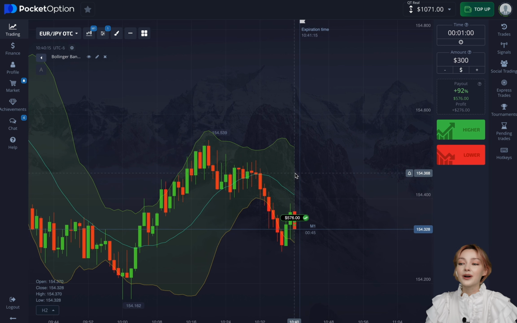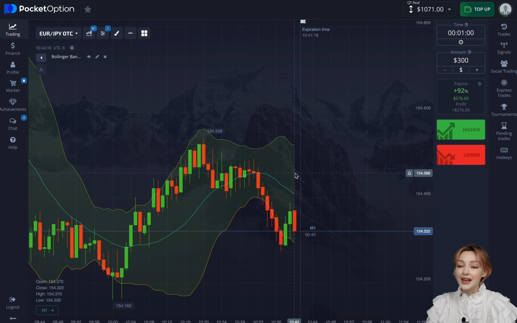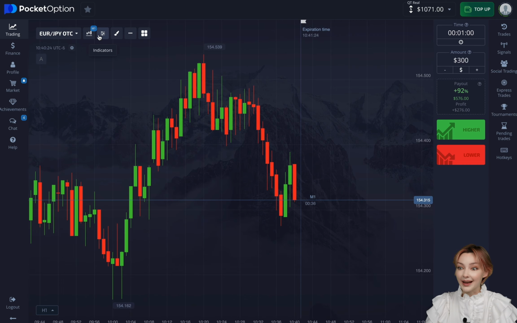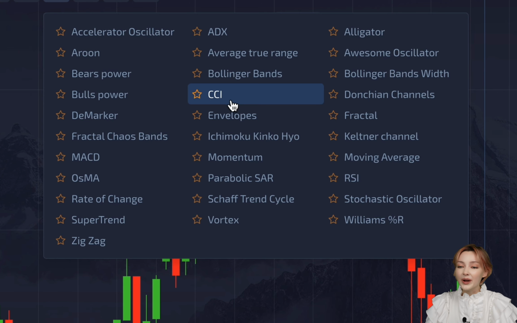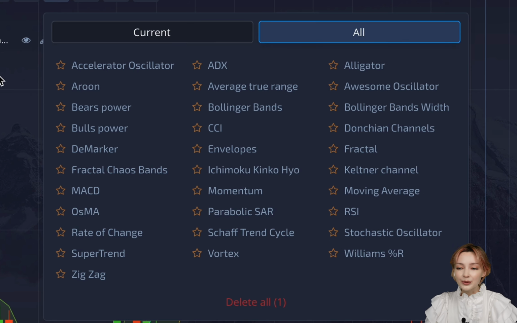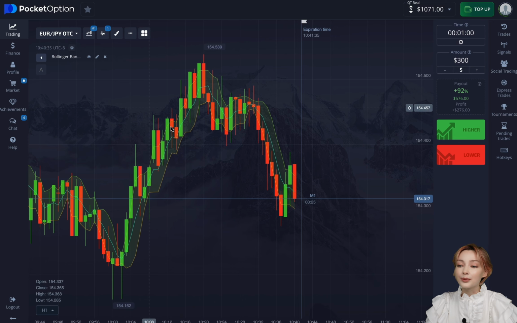Let's finally move on to the strategy. Today we're gonna only need one indicator called Bollinger Bands. So make sure to quickly follow the link in the description, create an account, apply the indicator, and the most important part is setting it properly.